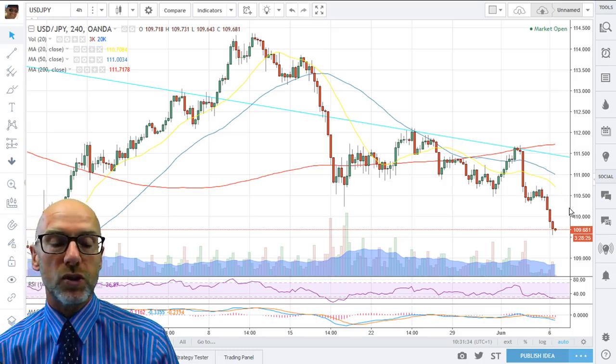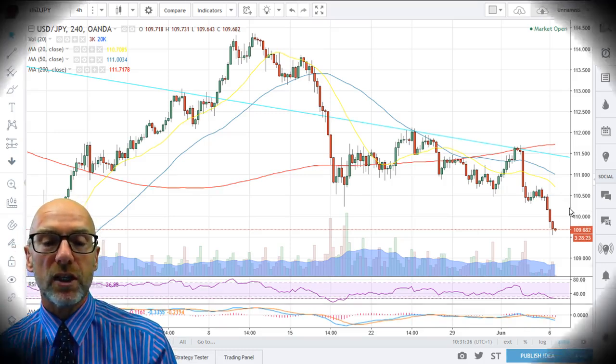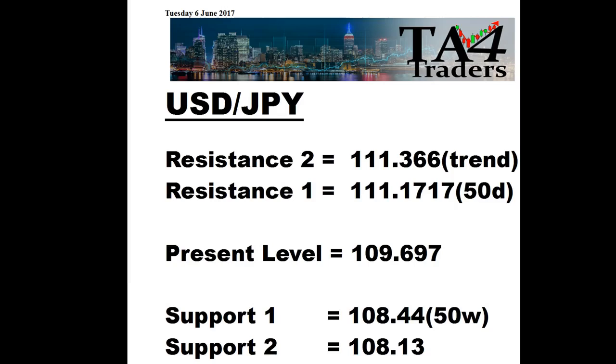On the support and resistance levels, we have resistance at the 50-day, 111.17. Then the next resistance is on that downtrending medium-term trend line that I've drawn, which presently is at 111.366. With support coming in at that 50-week moving average at 108.44, and then those lows of April, middle of April, at 108.13.